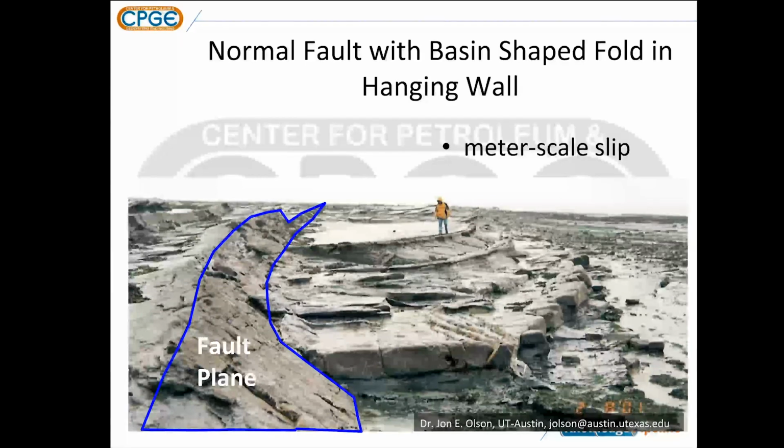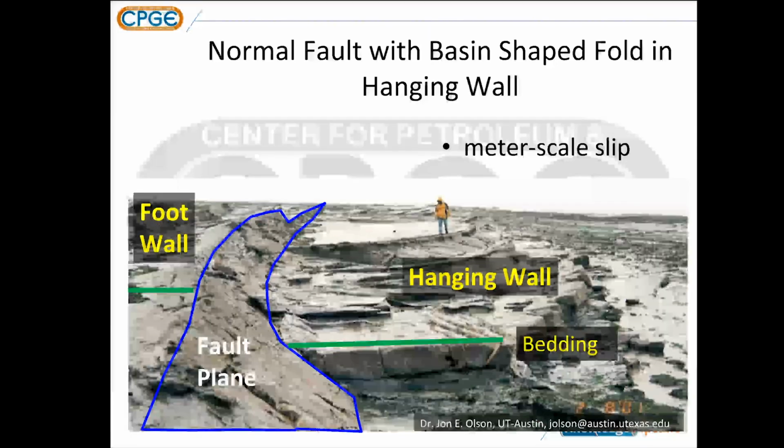You can see a bedding plane which has been offset. That yellow arrow indicates the slip vector, and you can see it's on the order of maybe 1 to 2 meters of slip, of offset, on this particular fault. And it's a normal fault in scale, but this is a meter-scale slip on the fault.